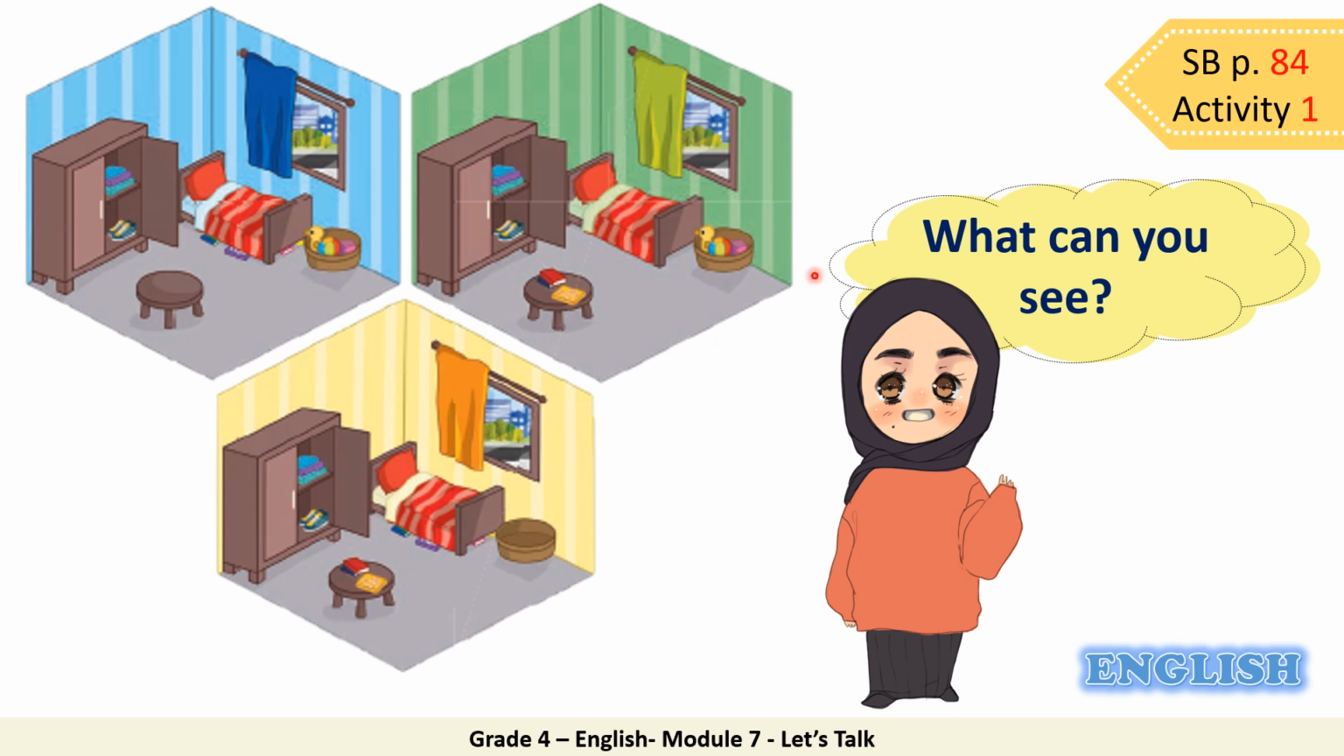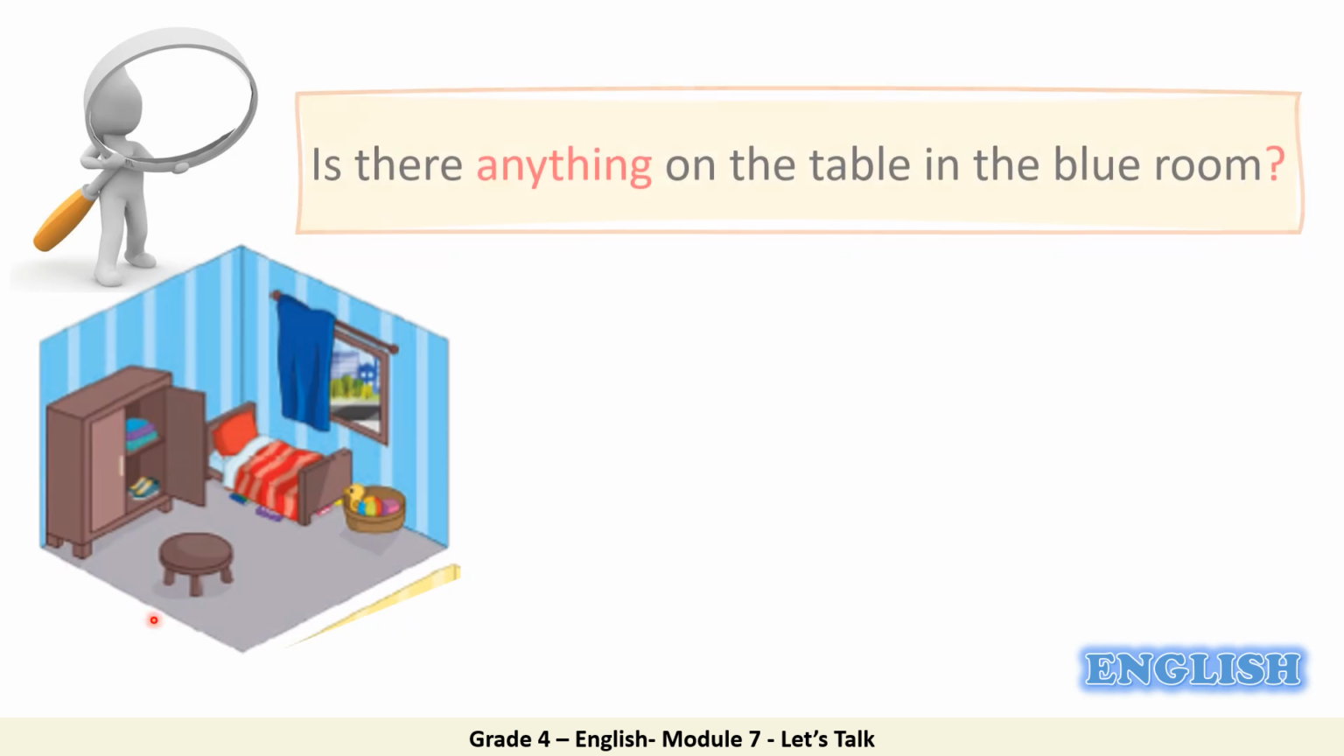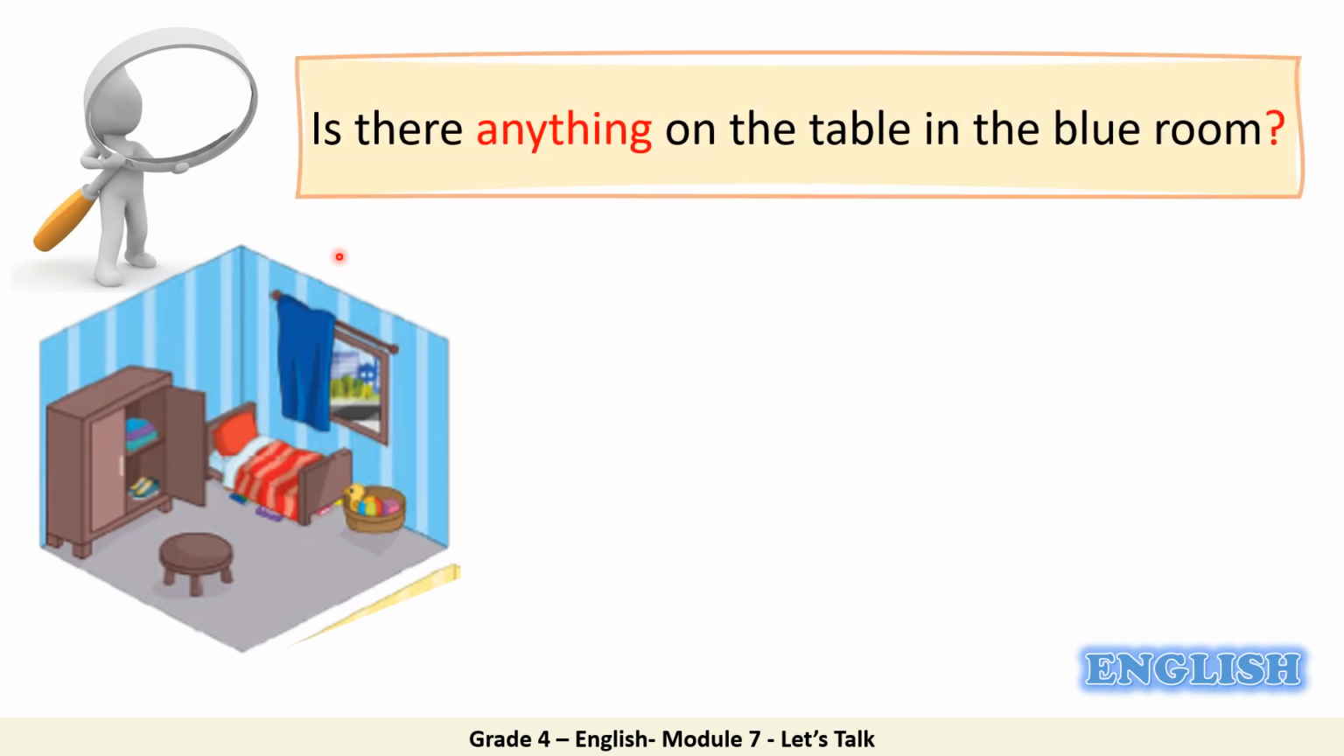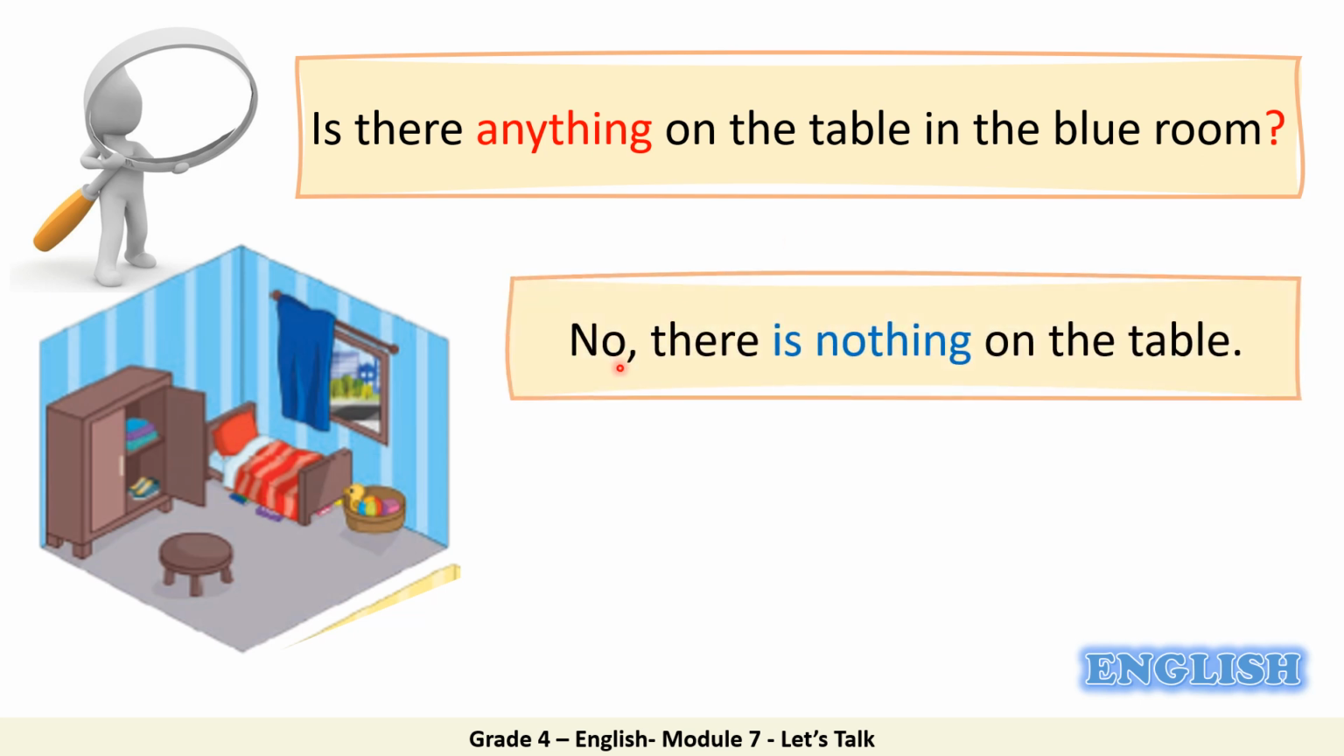Yes, that's right. There are 3 rooms. We have the blue room, the green room, and the yellow room. In each room, there is a bed, a wardrobe, a basket, and a table. Let's look at the blue room. Is there anything on the table in the blue room? The answer? No, there's nothing on the table.